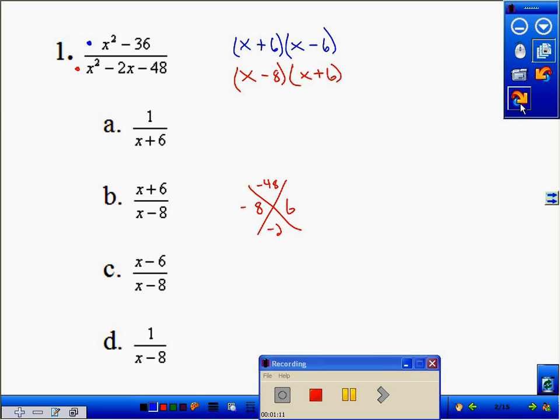What pieces cancel? X plus 6, and we're left with our answer, which is x minus 6 over x minus 8. C should be our answer.